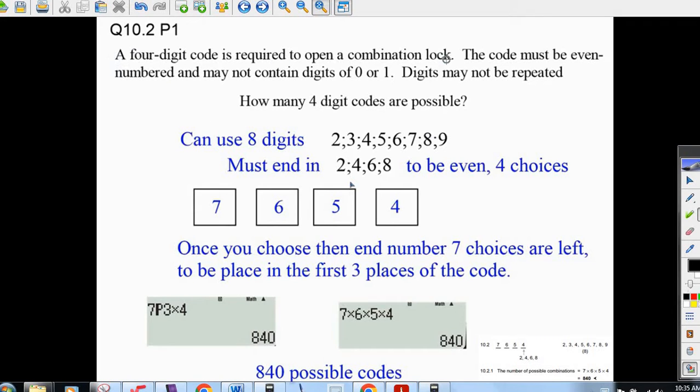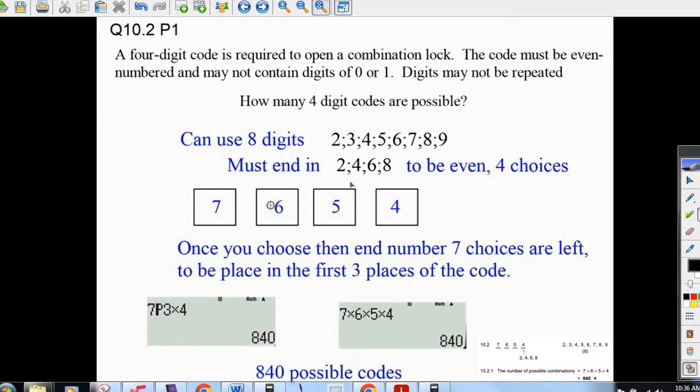A 4-digit code is required to open a combination lock. The code must be even numbered. They meant to say, but it would have been a little clearer, that it ends in an even digit. So that's the restriction. You can't use the digits 0 to 1. That leaves you with 2, 3, 4, 5, 6, 7, 8, 9. 8 digits. But it must end in a 2, 4, 6, or 8.